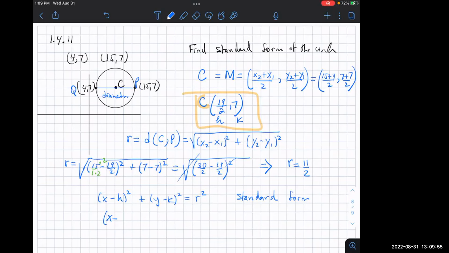So it'd be x minus 19 over 2 squared, plus y minus 7 squared, equals 11 over 2 squared. Yes.